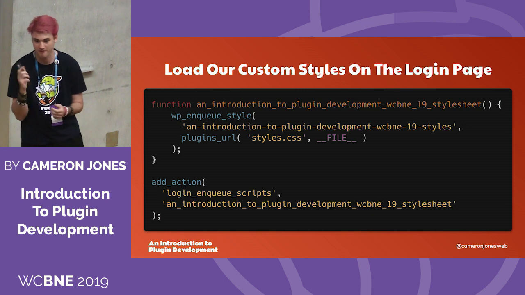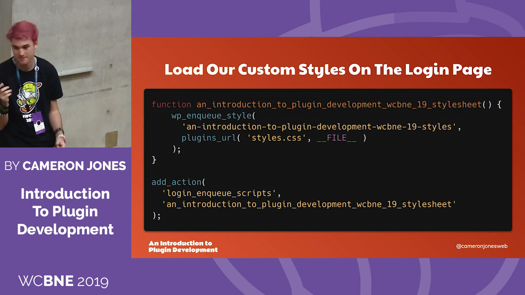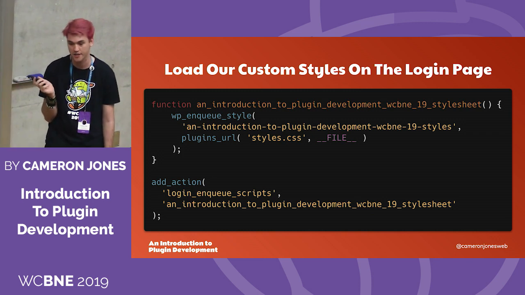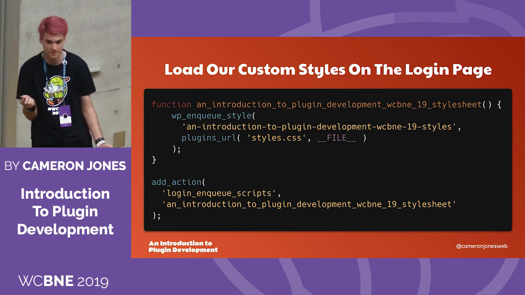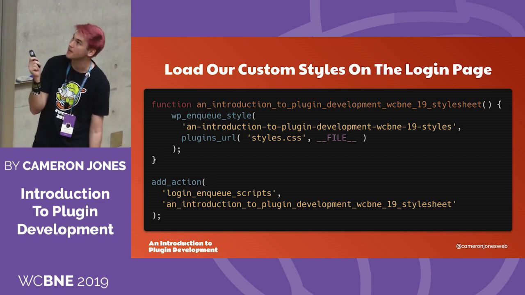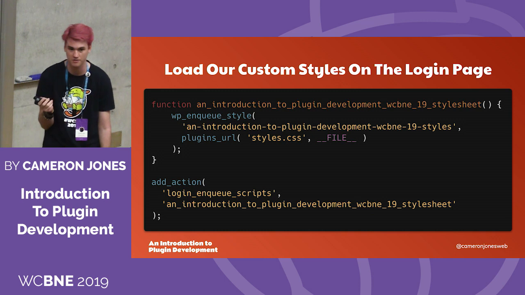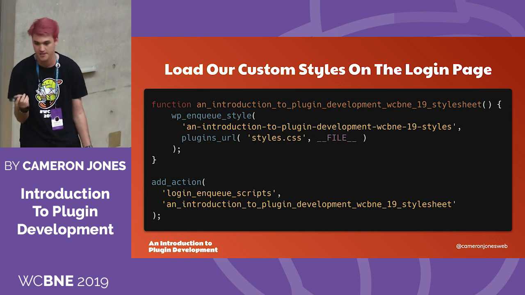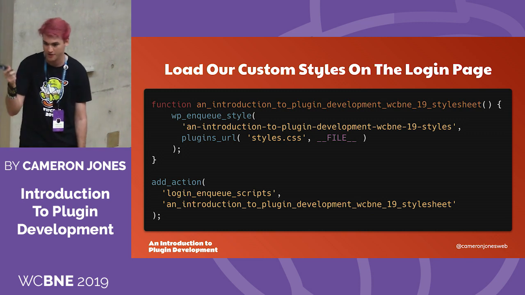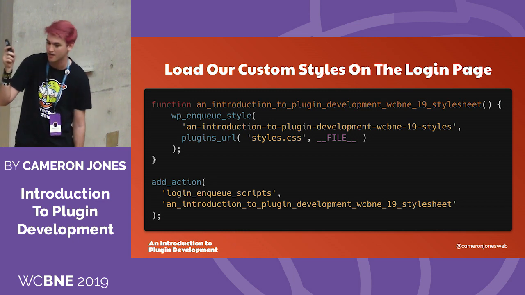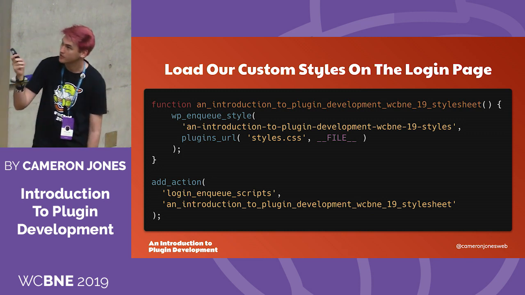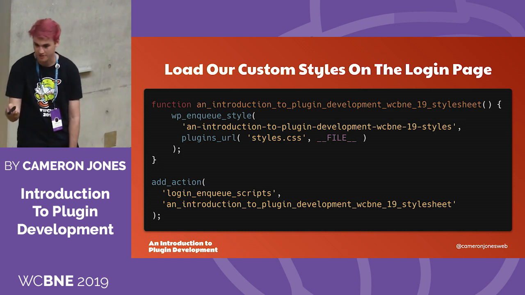So we have a function here, an introduction to plugin development, WCB&E 19 style sheet. This is the same sort of code that you would use to enqueue a style for a theme. It uses the same function, takes the same arguments, that sort of thing. We use the plugins URL function to reference style files within our own plugin folder. So you can see here that we're looking for the styles.css file within the plugins URL, and then the second parameter is the PHP constant __FILE__, which is the current file. And then we're using the login enqueue scripts action, and then referencing our function as the callback.